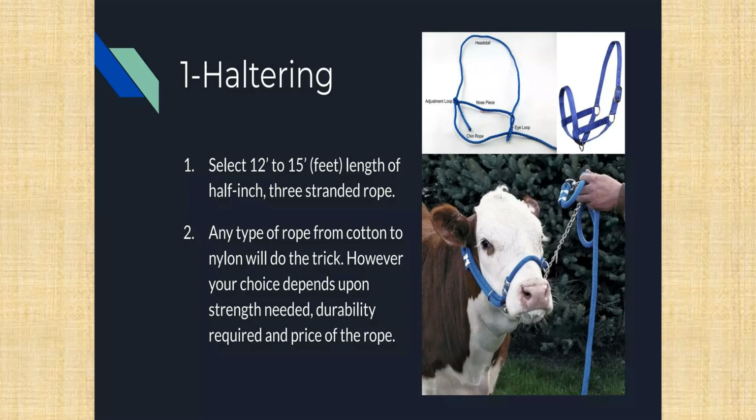Then haltering means, here the method is explained in such a way that a 12 to 15 feet length of half inch three-stranded rope, as shown in the photo, needs to be taken. Any type of rope from cotton to nylon will do the same trick. However, our choice depends upon the strength needed, durability required, and the price of the rope also matters. So we need to select a very good restraining rope always.